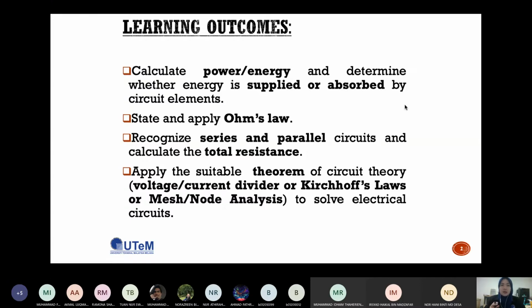Both of these, learning outcome 1 and learning outcome 2, will be covered in this week's class, week 2 class. The third one, recognize series and parallel circuits and calculate the total resistance. And the last one, able to apply the suitable theorem of circuit theory, voltage and current divider, or Kirchhoff's law, or mesh and node analysis to solve electrical circuits. Learning outcome number 3 and number 4 will be covered in the following weeks.